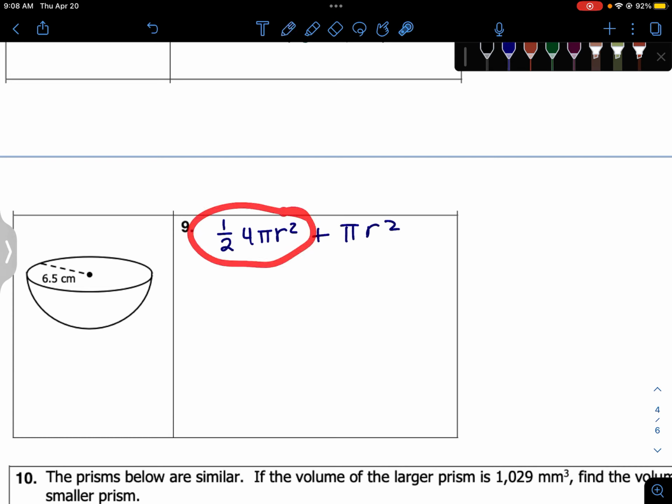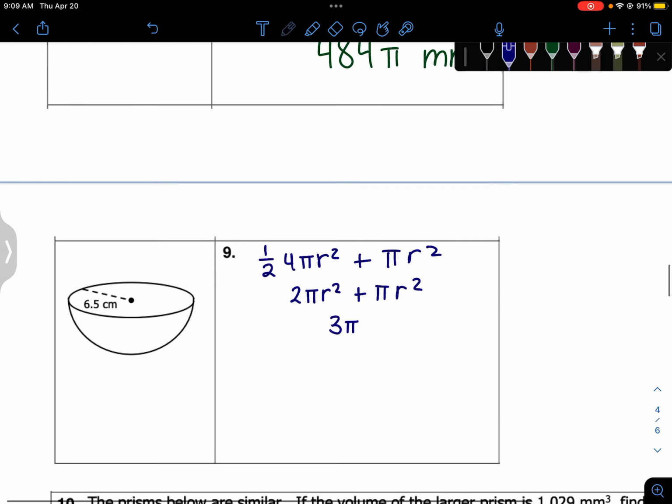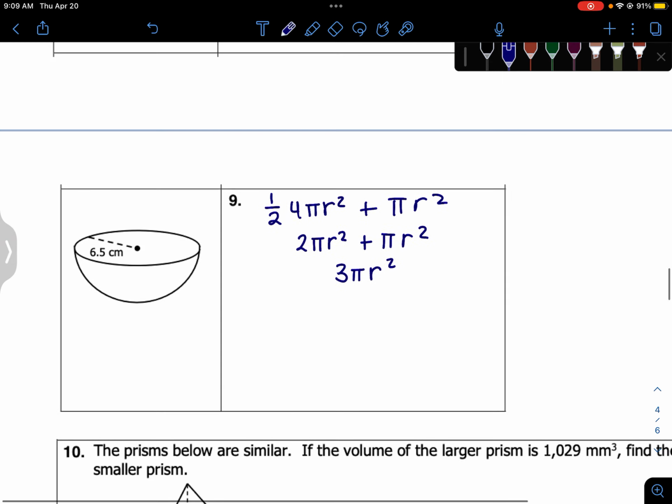You might be able to simplify this. Half of 4 is 2. 2 pi r squared plus pi r squared. Oh, it looks like we have 2 of these. This and this is the same. So if I go ahead and combine that one more time, the formula that's going to get us the total surface area of this shape is going to be 3 pi r squared.